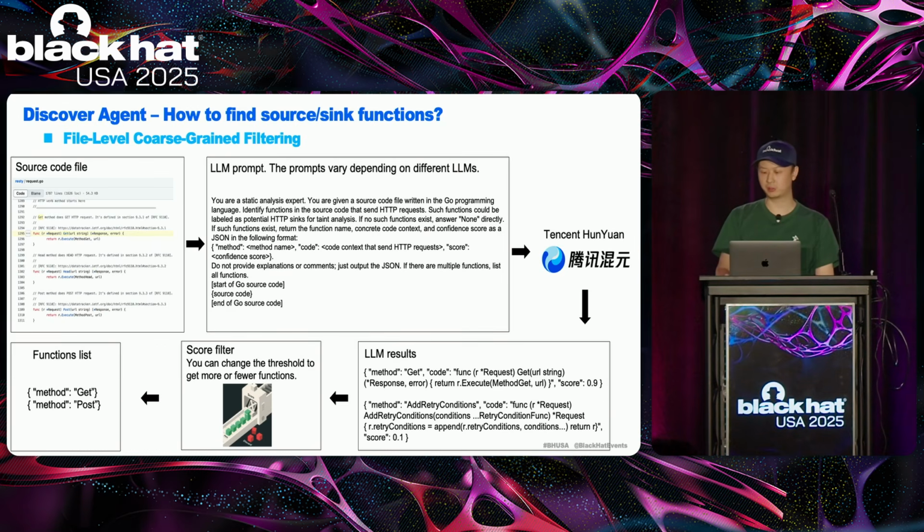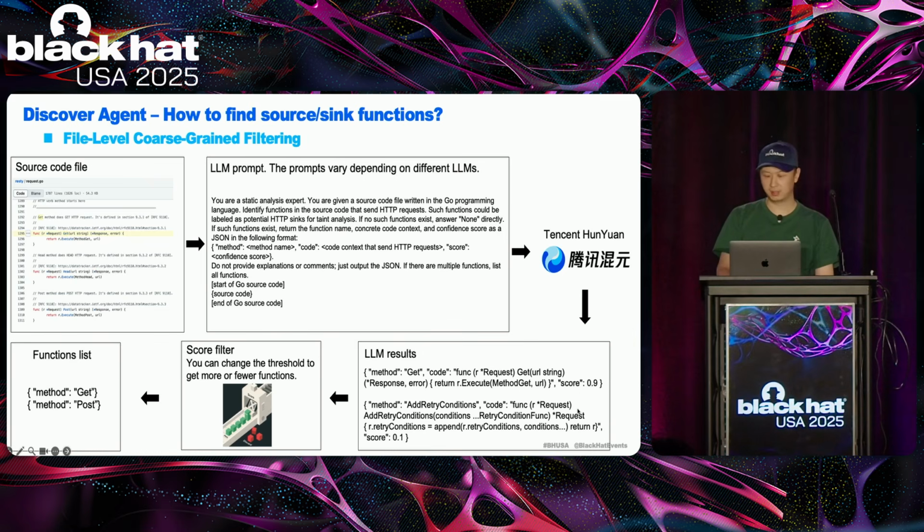First, we run a coarse-grained detection at the file level, feeding the source code file and the prompt to the model. In the prompt, we mainly describe the characteristics of the functions we need to identify, which are related to the programming language and the bug types. For example, for SSRF bugs, the sink functions are typically those sending HTTP requests.